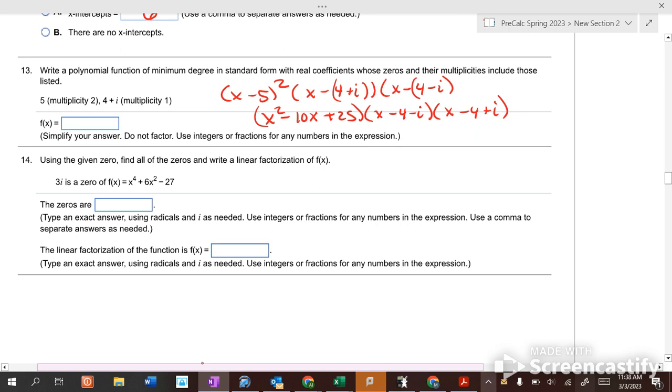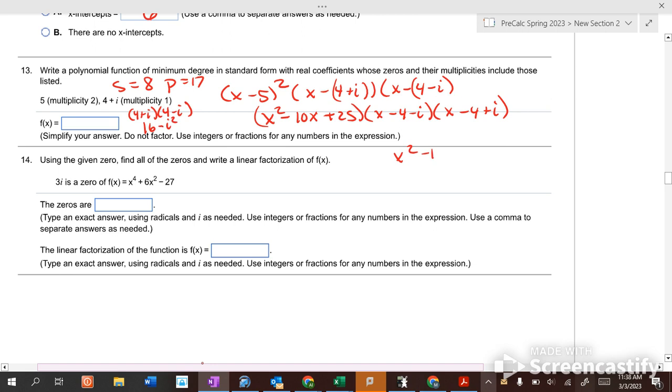But if we go the sum of 4 plus i and 4 minus i, that would be 8. Their product, if we'd FOIL that, 4 plus i times 4 minus i, it'd be 16. Outers and inners cancel. Minus i squared. Minus i squared is plus 1. So 16 plus 1 is 17.